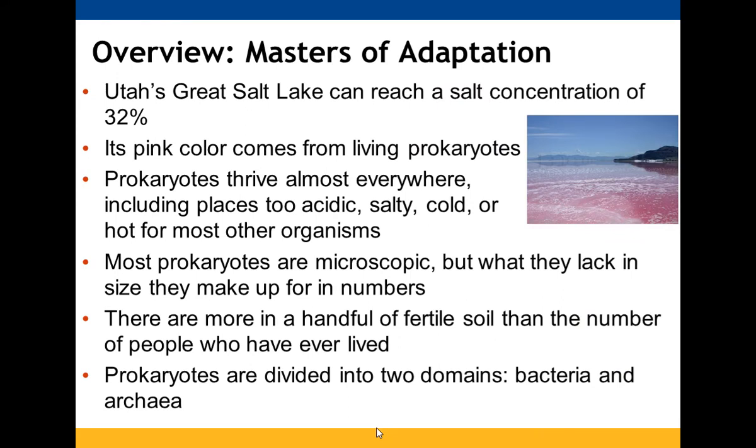So this is just giving you an overview of a visible sign of prokaryotes: the Great Salt Lake gets its pink color from them. Prokaryotes can live pretty much anywhere you can possibly think of, even places where other living things would never even begin to try to live. They may be really tiny, but there are lots of them out there, and we have two domains in which we find them, the bacteria and archaea.